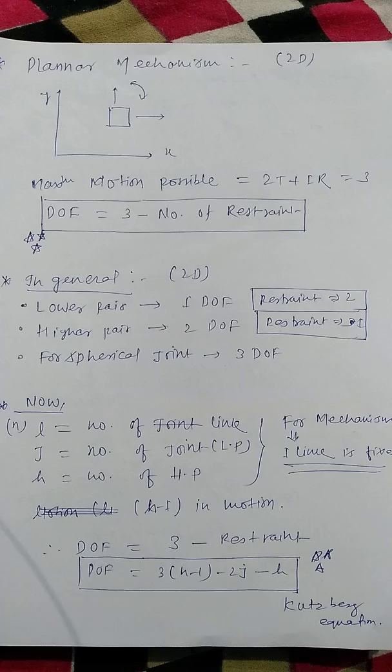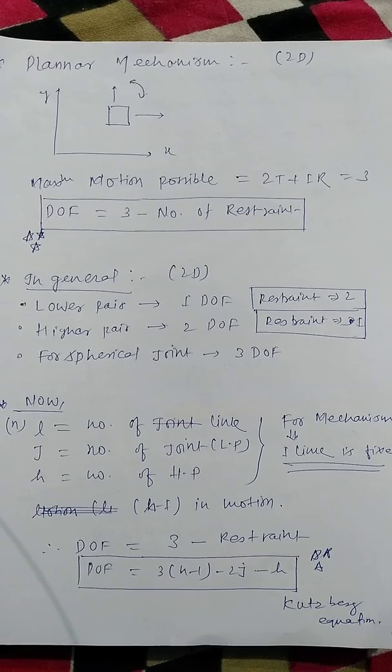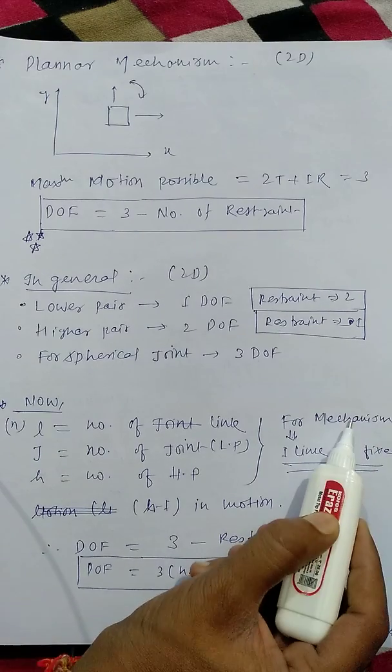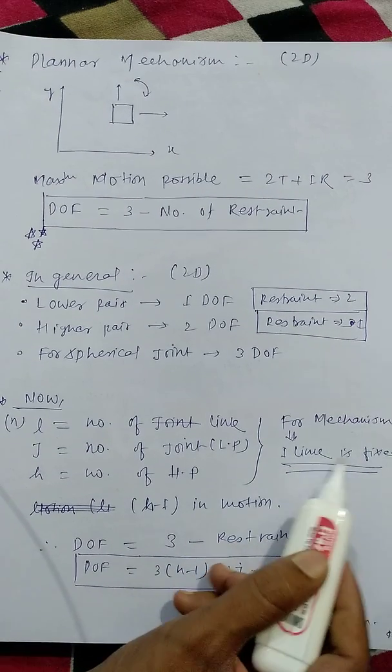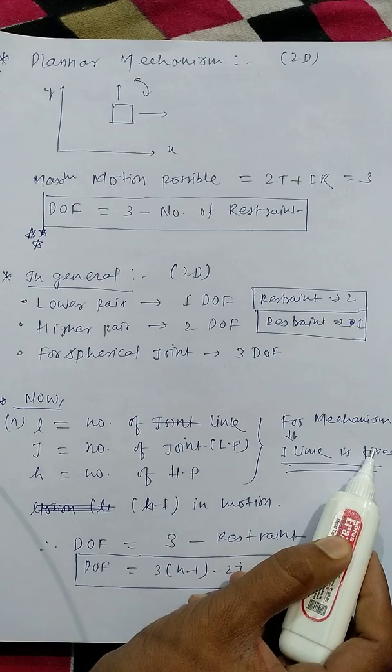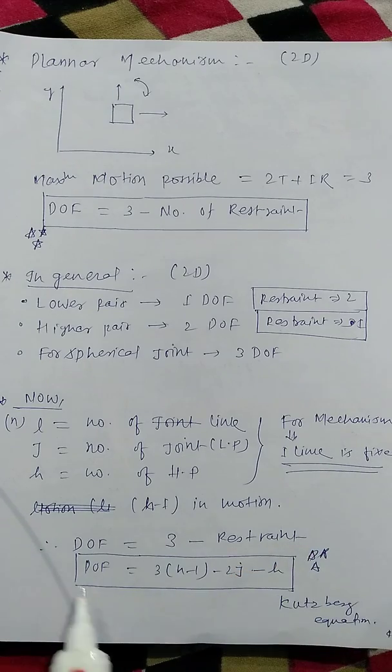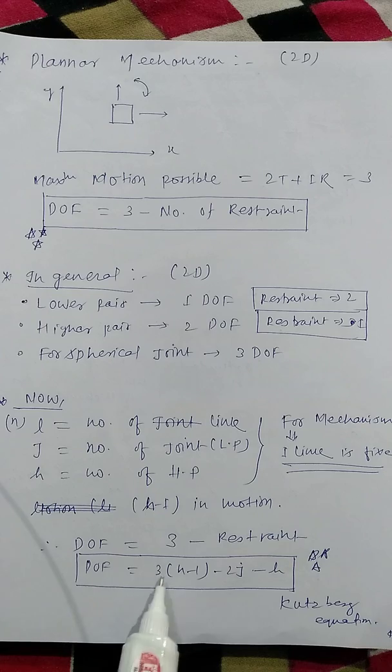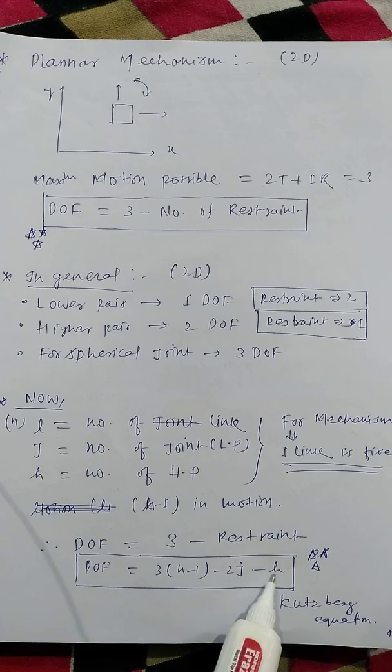I am going to explain how to find out the degree of freedom in a mechanism. In theory of machines, there is an equation called the Kutzbach equation. With its help, we can find out how much degree of freedom is possible in a mechanism. And there is one point: in a mechanism, there must be a link which should be fixed. Now the Kutzbach equation: degree of freedom equals 3(n minus 1) minus 2j minus h.